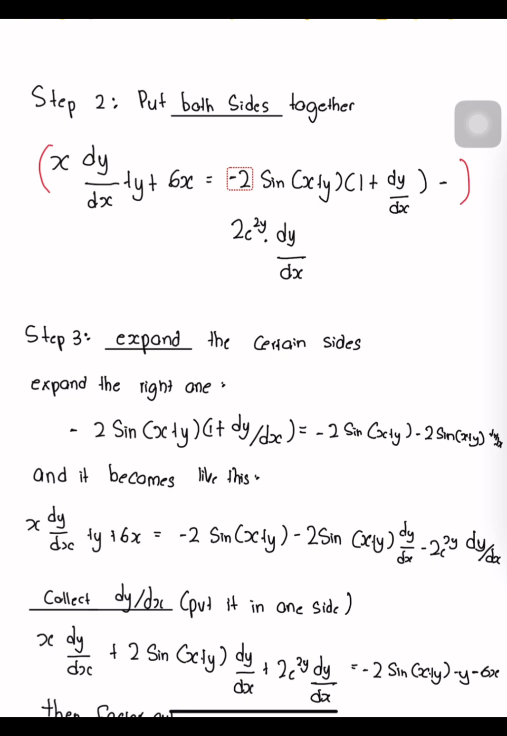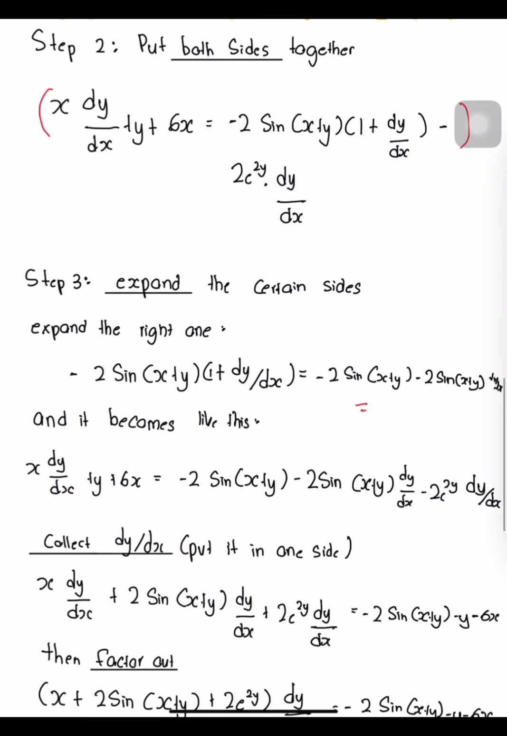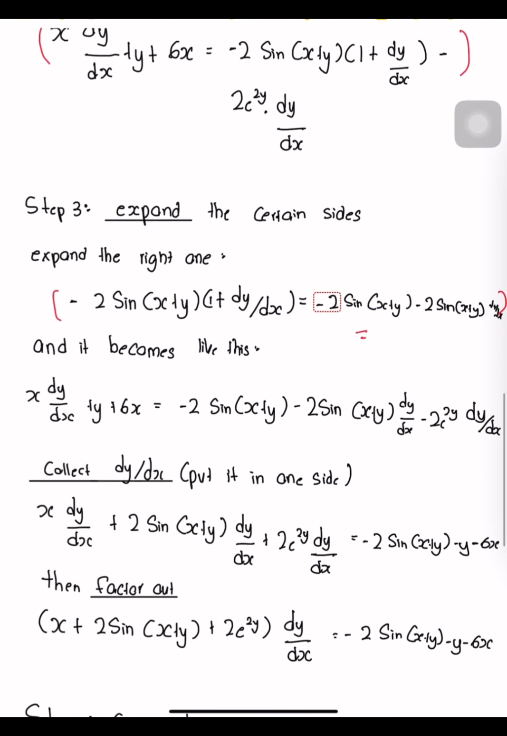So negative 2 sin(x + y) times 1 over dy over dx equal to negative sin(x + y) minus 2 sin(x + y) dy over dx. After we expand it, we should get it like this: x times dy over dx, times y times x, equal to negative 2 sin(x + y) times negative 2 sin(x + y) times dy over dx minus 2e to the power of 2y dy dx. Alright, see, this is the last one after we expand it.